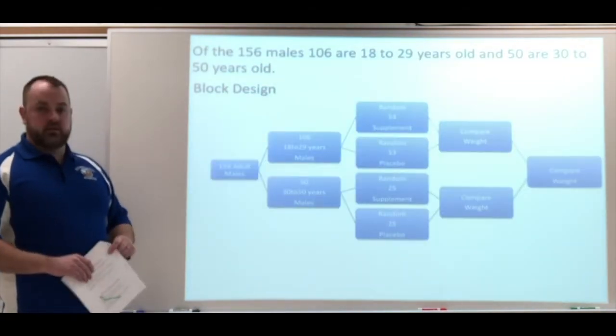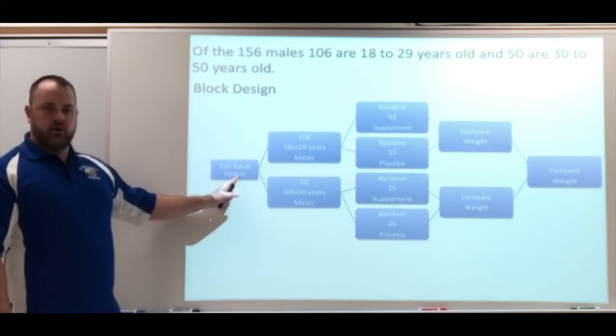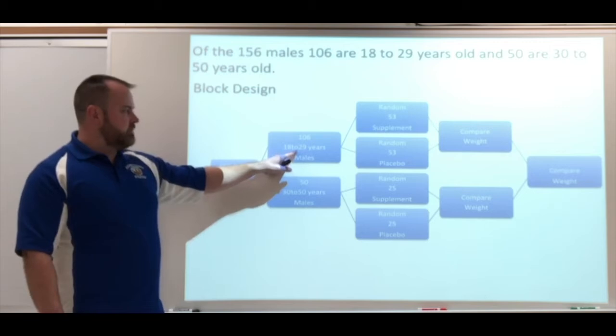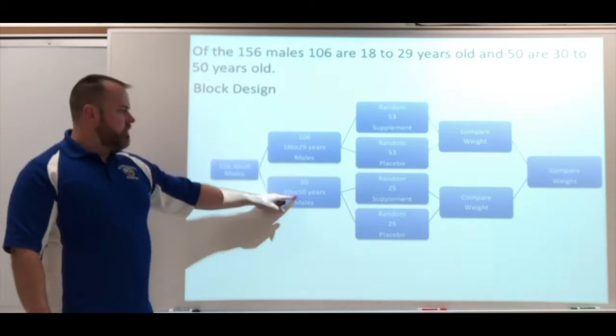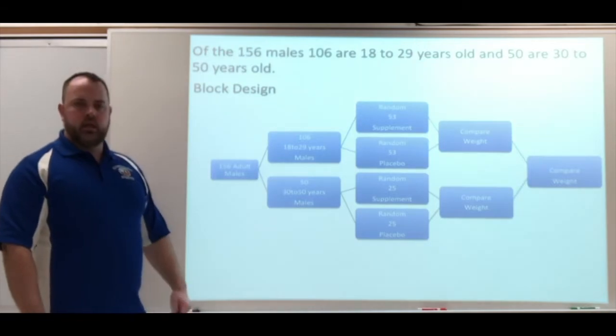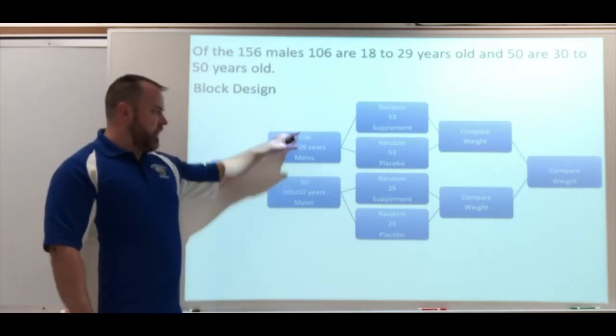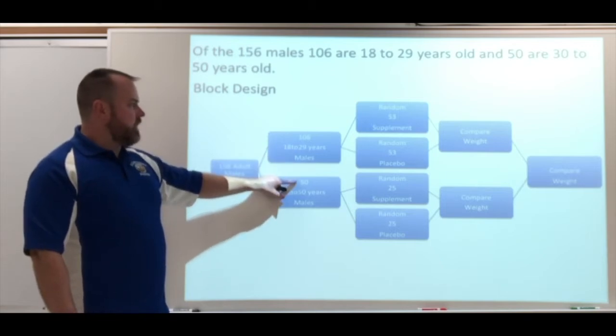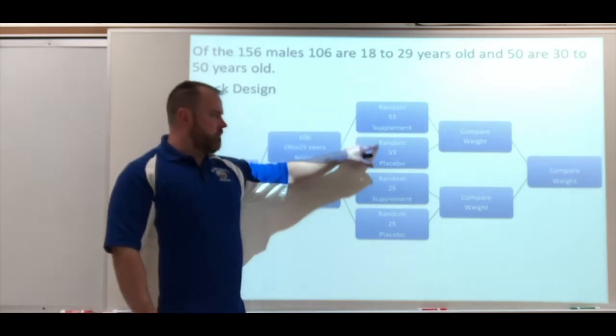So here's what our block design would look like. We have our 156 males. The 106 younger males, 18 to 29, are in one group. The 50 older males, 30 to 50 year olds, are in the older group. So that's split up there. That's considered our block, okay? So that's considered our block, and from there now we have our random assignment.